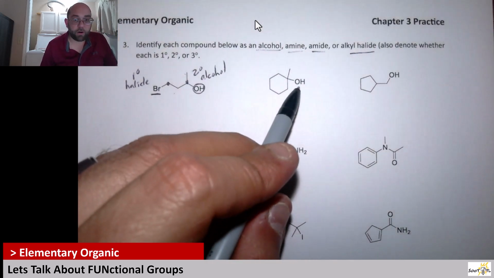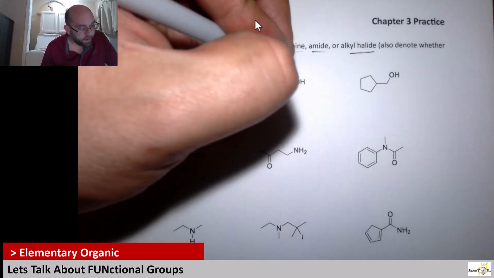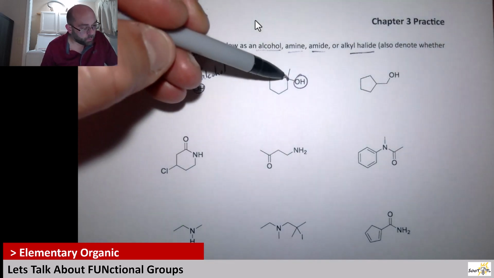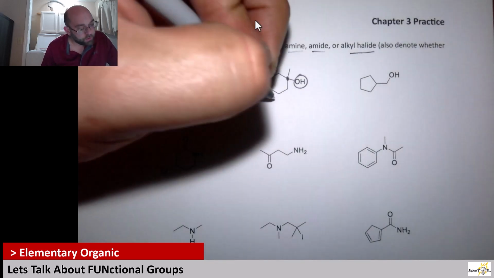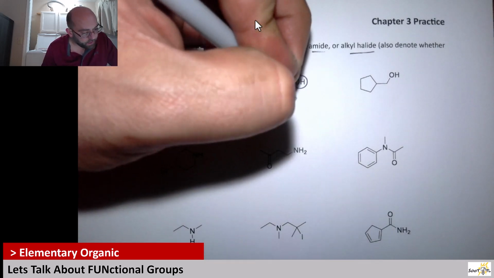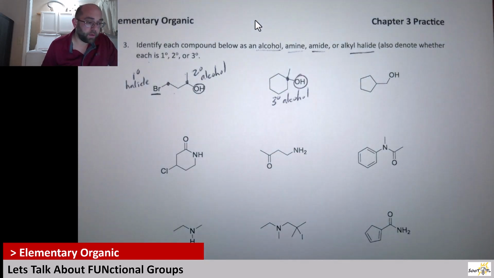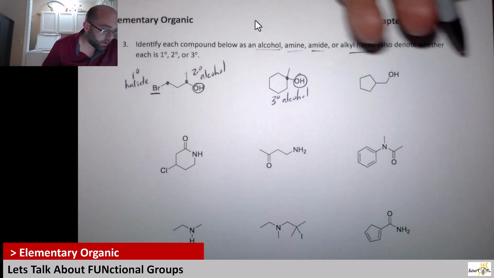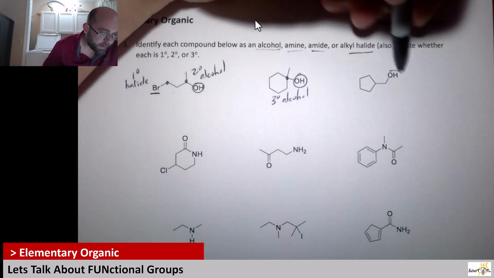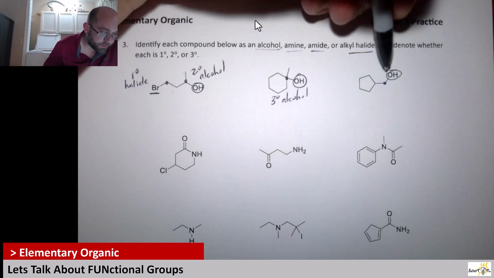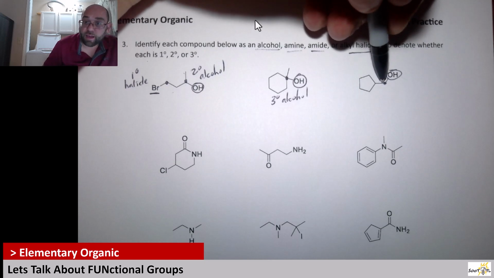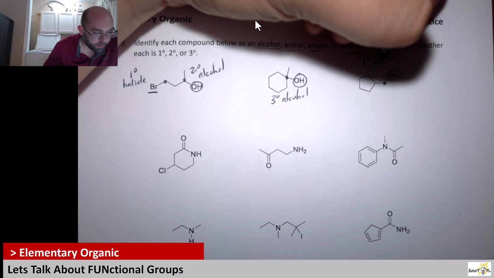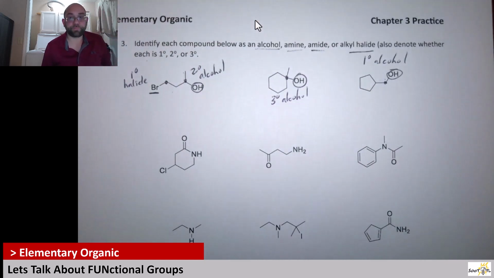Looking at another alcohol here, OH, we have the alcohol. There's the carbon it's bound to. It's bound to 1, 2, 3 carbons. So this one would be a tertiary alcohol. Here, this alcohol, we have the alcohol. It's bound to this carbon specifically, and that carbon has one other carbon connection. So this is a primary alcohol.